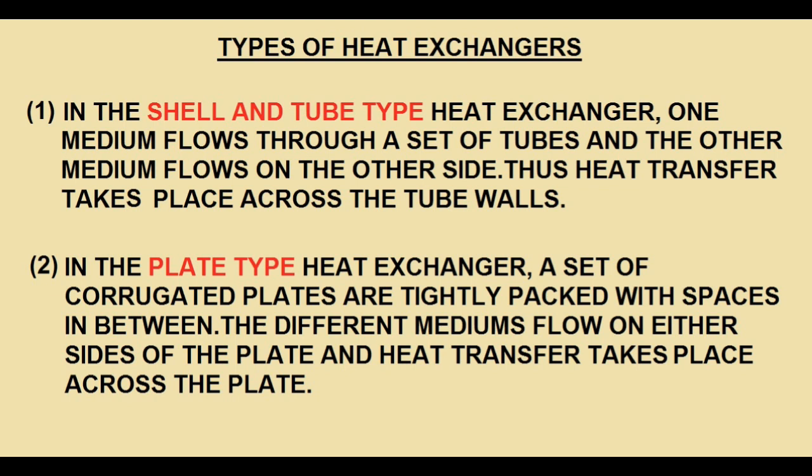Types of heat exchangers. In the shell and tube type heat exchanger, one medium flows through a set of tubes and the other medium flows on the other side, thus heat transfer takes place across the tube walls. In the plate type heat exchanger, a set of corrugated plates are tightly packed with spaces in between. The different mediums flow on either side of the plate and heat transfer takes place across the plate.